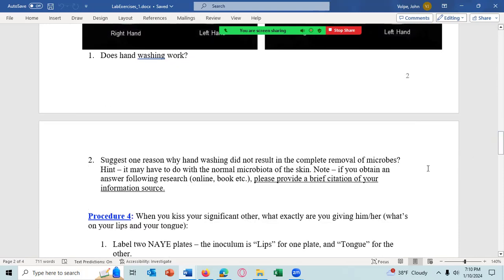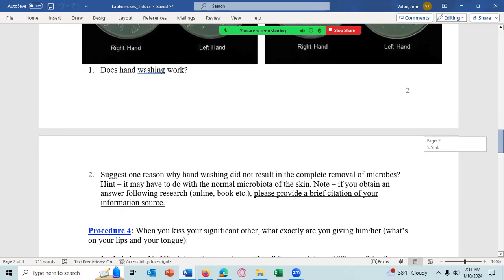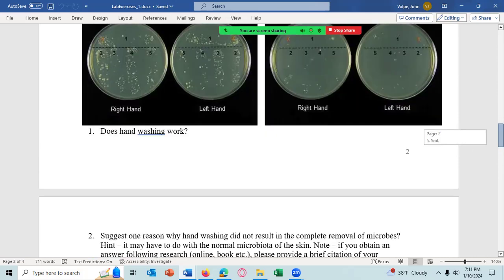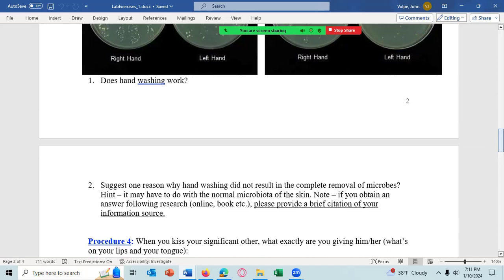And then question 2, suggest one reason why hand washing did not result in the complete removal of microbes. Hint, it may have to do with the normal microbiota of the skin. If you obtain an answer, you should provide a brief citation of your information source. This question is actually a thinking question, so you will have to put some thought into this one. So when you wash your hand, why does it not result in the complete removal of microbes?